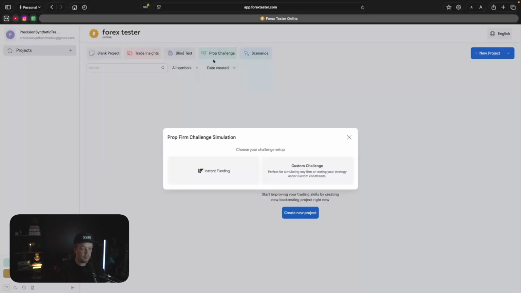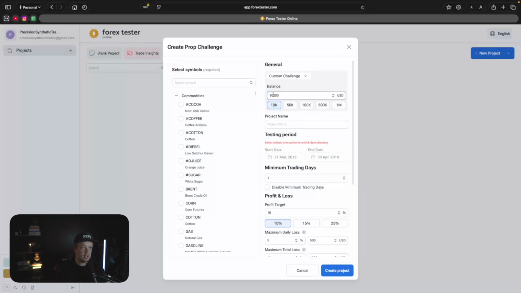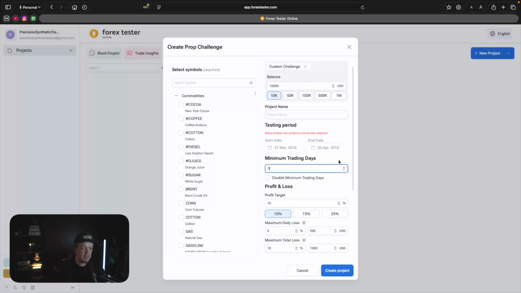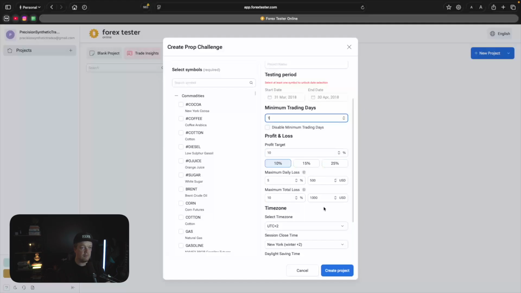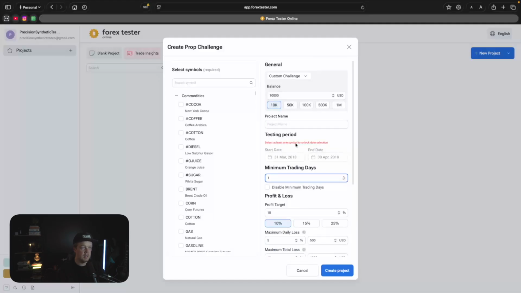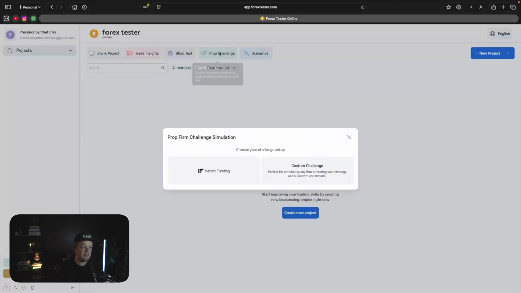So when you click on prop firm, we have instant funding and custom challenge. So custom challenge, you can choose the balance, your name, the date, the symbols, the minimum trading days, profit targets, everything. You are in charge of the whole setup. So let's say there's one challenge that you want to do, and before you do it you want to see if your strategy actually works by passing it. Then you can go to the custom challenge and you can customize your challenge according to the challenge that you want to do. Then we have instant funding as well if you do instant funding.